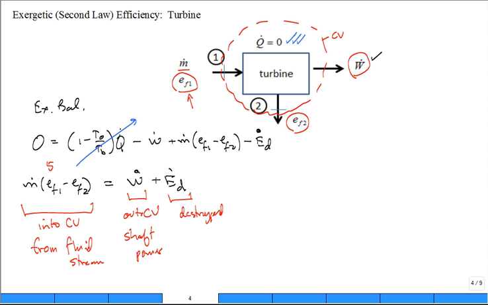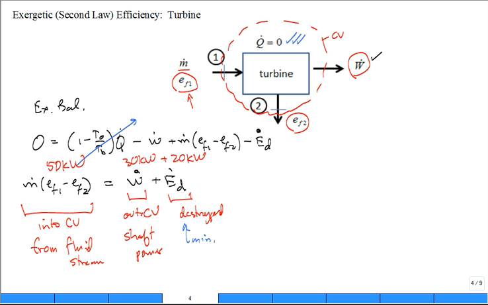Let's say I had 50 kilowatts coming out of the fluid stream, and maybe 30 kilowatts went into shaft power, and you know that then 20 kilowatts had to be destroyed. True? Now the goal would be to minimize this destruction. Don't we want to minimize? It's just wasted potential to do useful work.